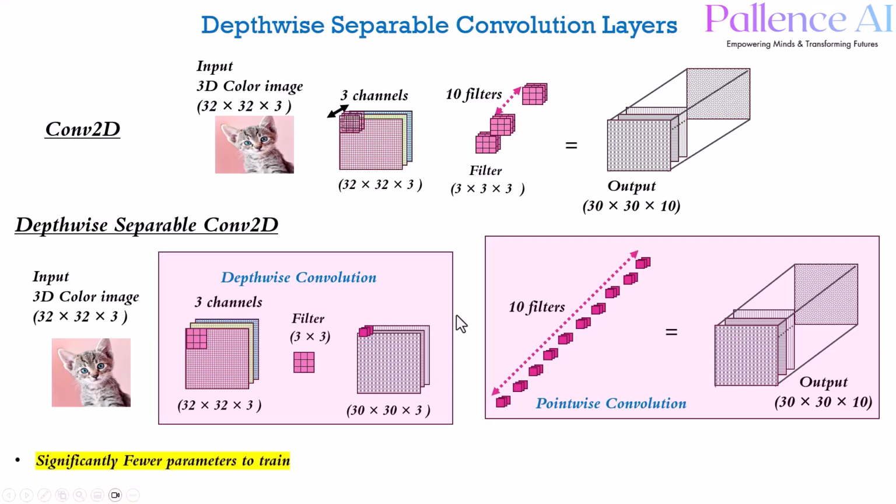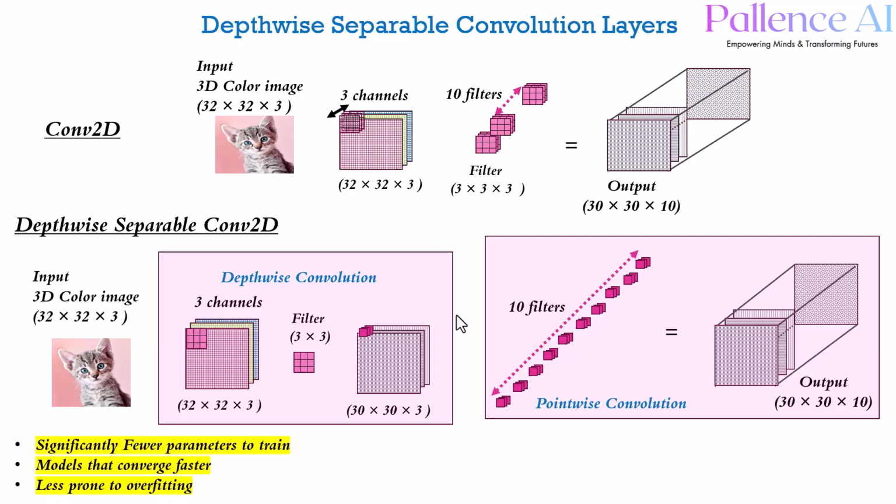So again, what are the advantages here? Significantly fewer parameters to train. Models can converge much faster because of fewer parameters, and it is also less prone to overfitting. So that's the intuition behind depthwise separable convolution layers. See, they don't change what convolutional neural networks learn, but they change how efficiently they learn it by dramatically reducing the total number of parameters. This idea plays a big role in modern lightweight architectures especially designed for speed and scalability, like say in edge devices.